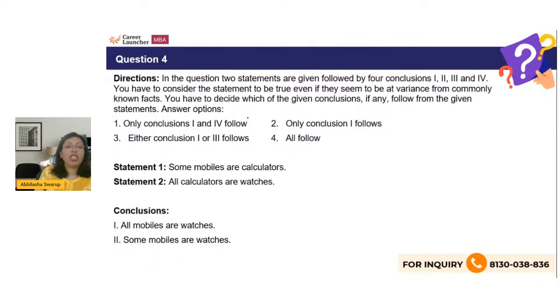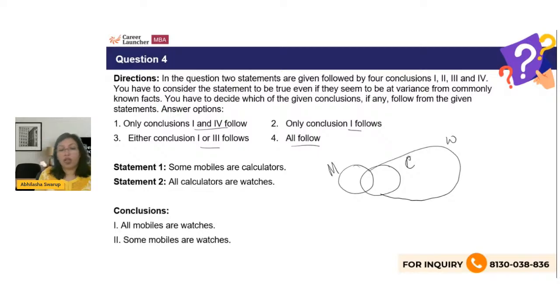All right, let's look at the second question. 1 and 4 follows, 1 or 3 follows, 1 follows, or all follows. Some mobiles are calculators. Here are mobiles, here are calculators. And all calculators are watches. So here are calculators, here are watches. So can I say all mobiles are watches? No. Can I say some mobiles are watches? Yes, I can see that here. So answer has to be only 2 follows.